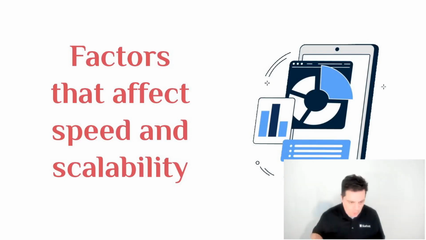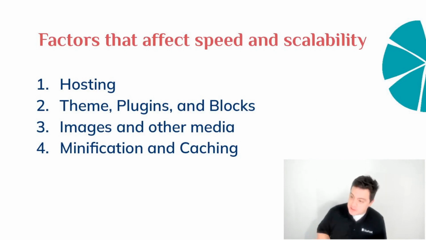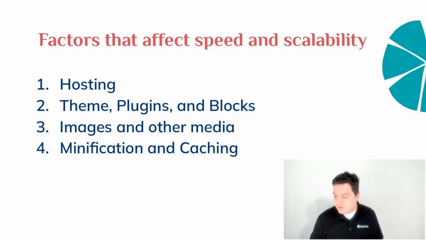So what are the things that play into this? What are the factors that we should examine, that we should look at? There's a lot of things we could look at. For this presentation, I want to focus on these four: hosting, the themes, plugins, and blocks, images, and minification and caching. And we're going to go into the specifics of these, what specifically we can look for, how we can test, and what we can do to evaluate them, see where we're at, and make changes if we need to. So let's go through it.